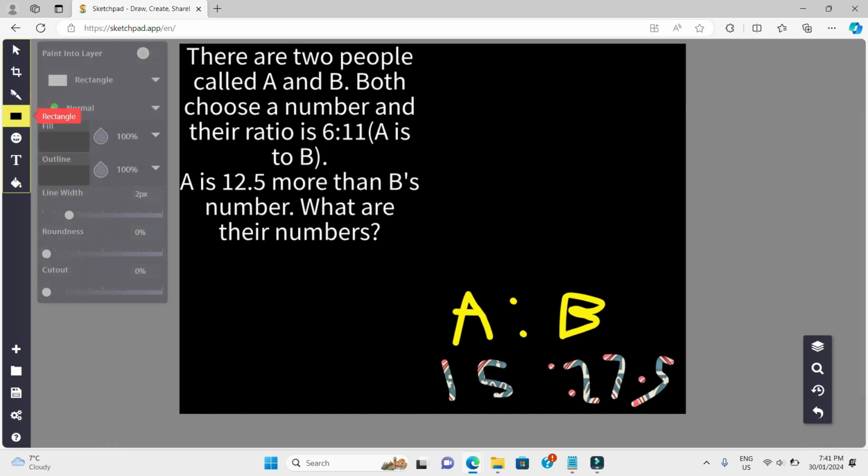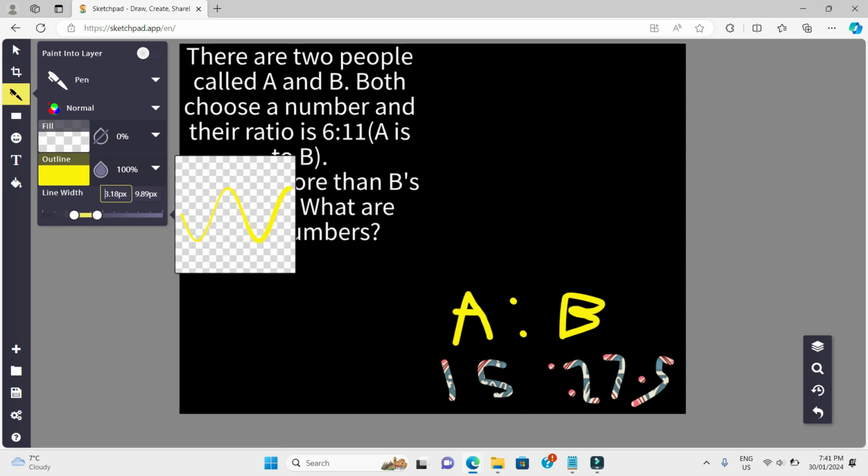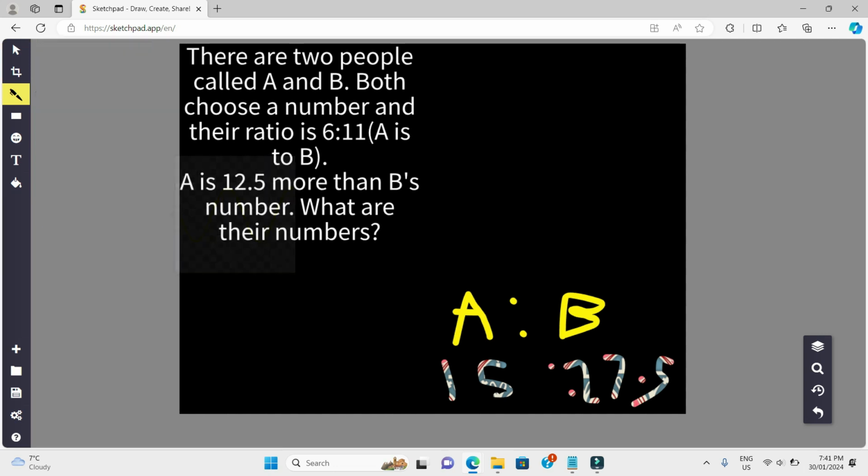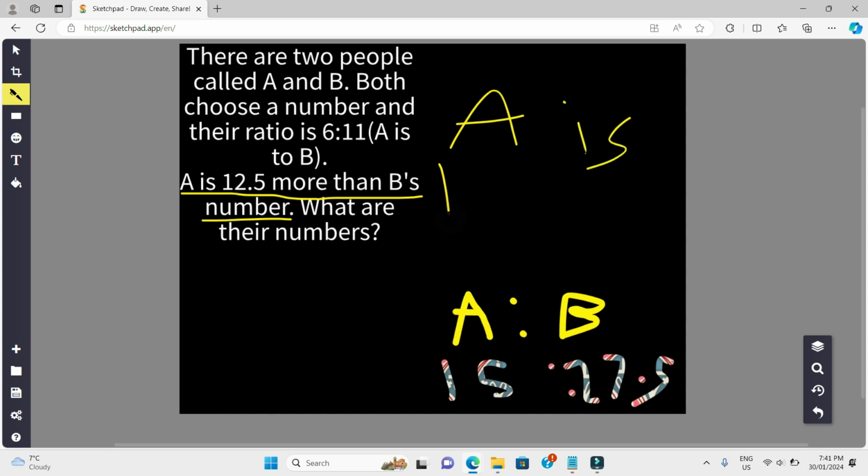Let me make this pen size a bit smaller. So A is 12.5 more than B's number. That means A is bigger. But actually, look at this. A is 15 and B is 27.5. Then who is bigger? It's of course B. So, what do we do? How do we even work it out if this is not the method?